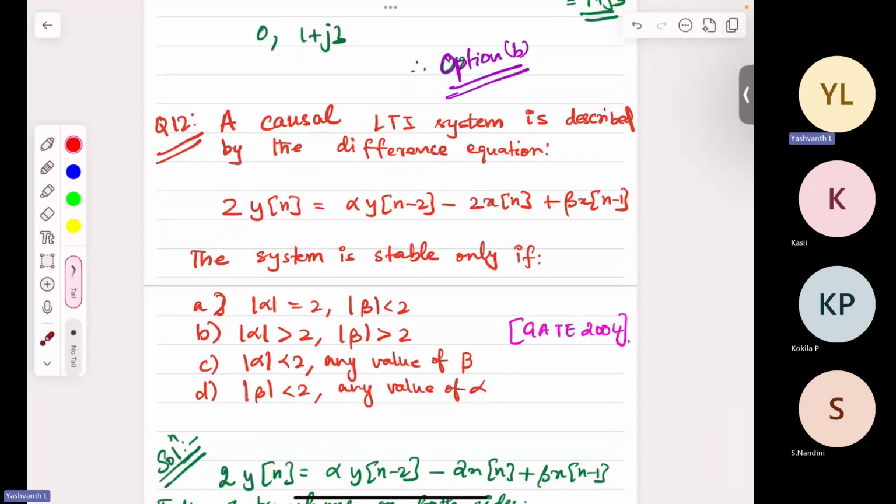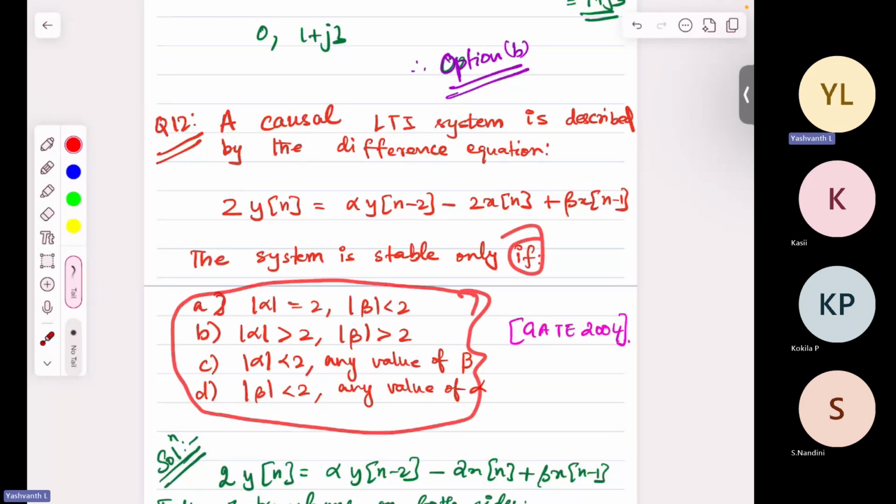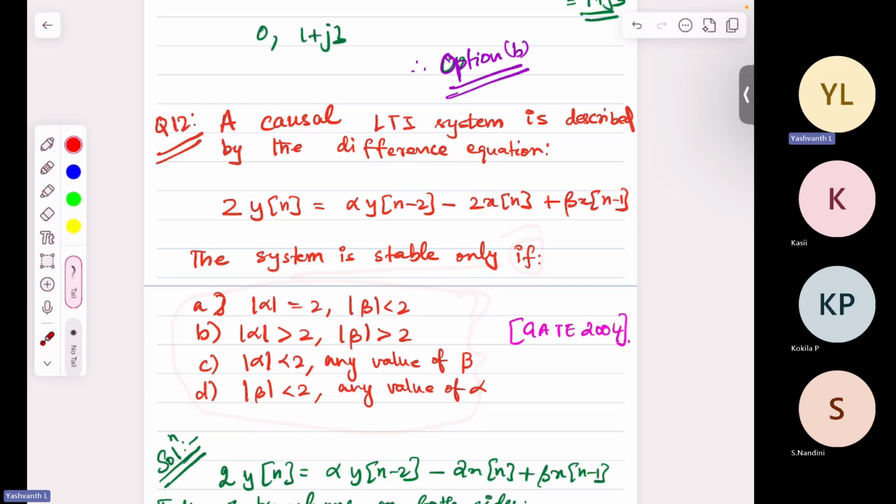This is the last but not the least question for today. The question is as follows. A causal LTI system is described by the difference equation, which means a discrete time LTI system: 2 times y of n equal to alpha y of n minus 2 minus 2 times x of n plus beta times x of n minus 1. The question is, the system is stable only if, which of these options will ensure that the system is stable? This is a GATE 2004 question.